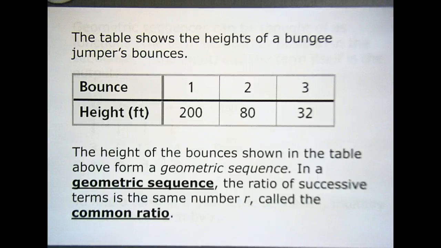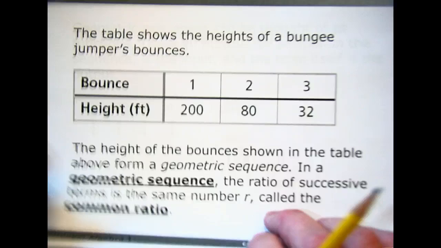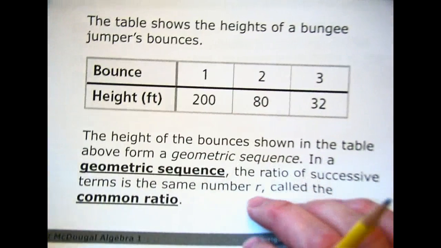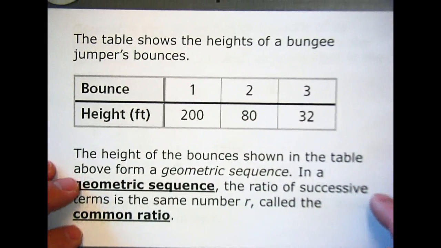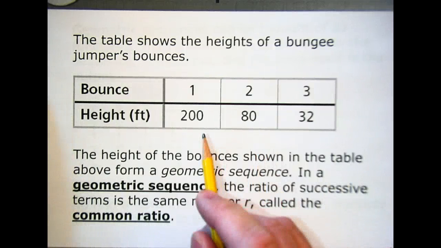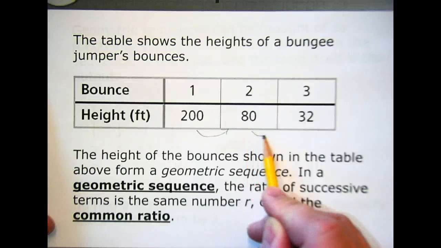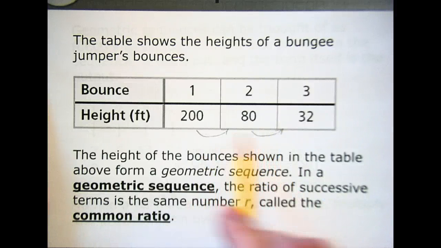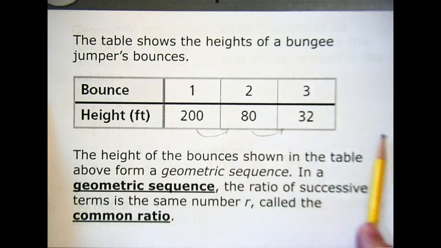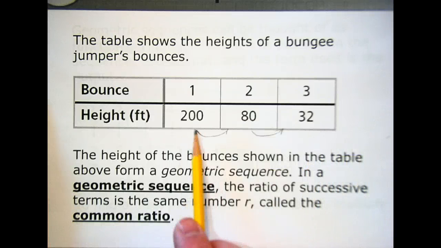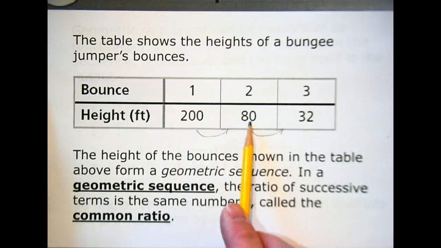So when we're dealing with a geometric sequence, we're dealing with a ratio, and ratio means like a fraction, but we're going to think of it as multiplication here. So if I'm going from here to here, and then here to here, rather than looking for a common difference like in an arithmetic sequence, here we're looking for a thing we're multiplying by every time. And from 200 to 80, that's tough to figure out what that is.